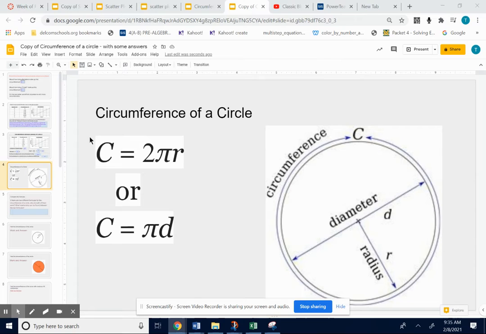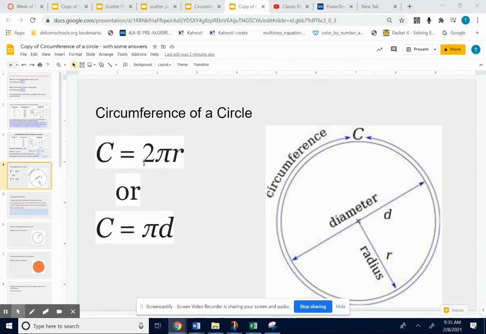This other formula works too: circumference is equal to 2 times pi times r. Look at this picture here. Notice the diameter is all the way through the middle of the circle, but the radius is halfway through, so the diameter could be thought of as two radii. This is a radius right here, and this is a radius right here. So you could think of this whole diameter as two radii.